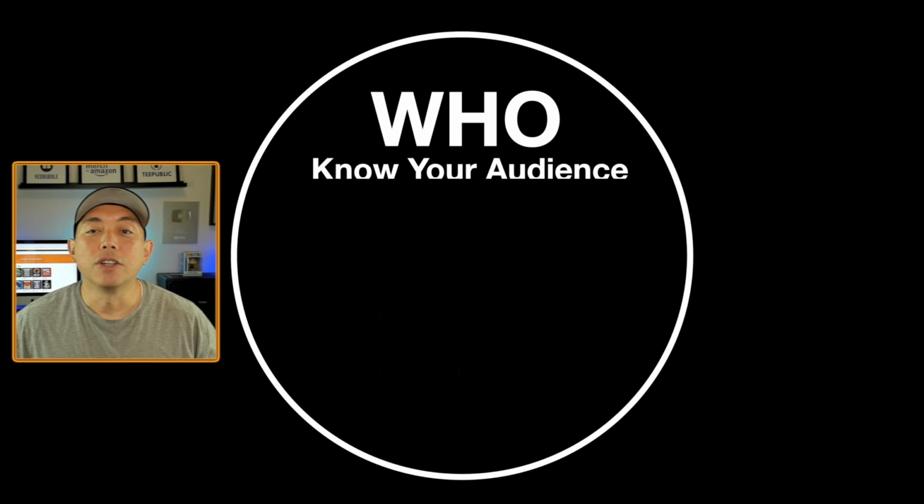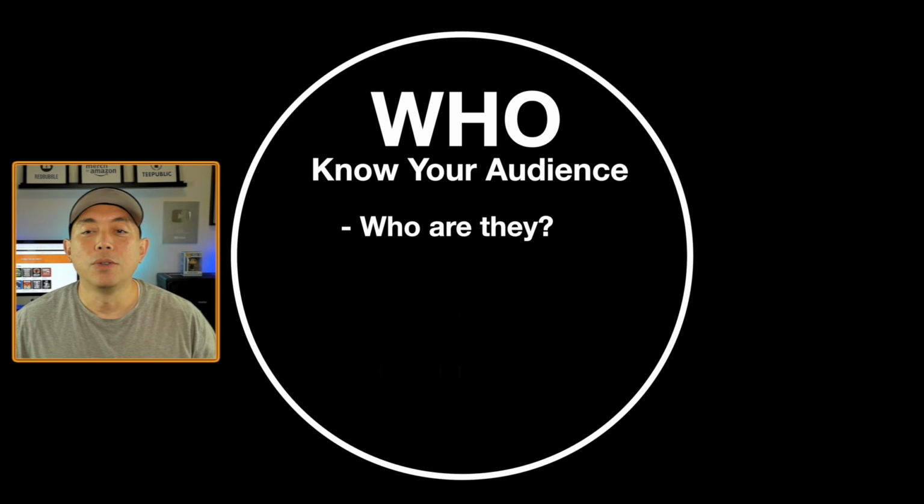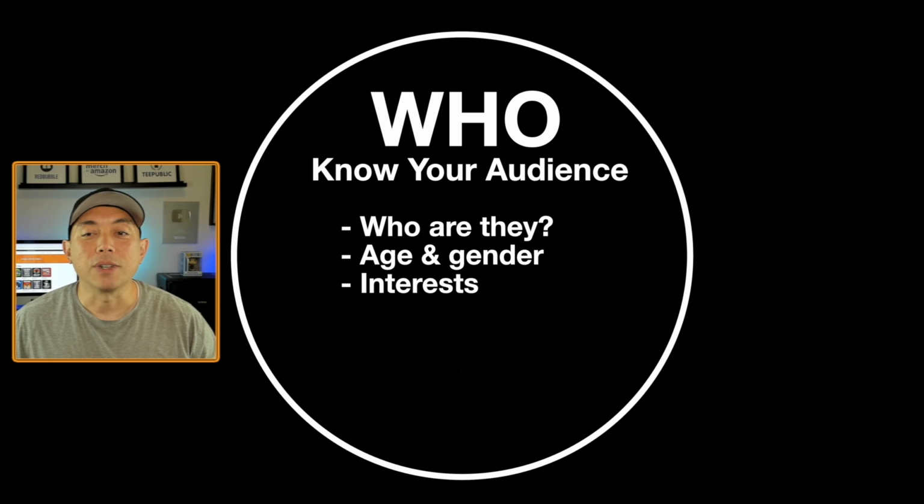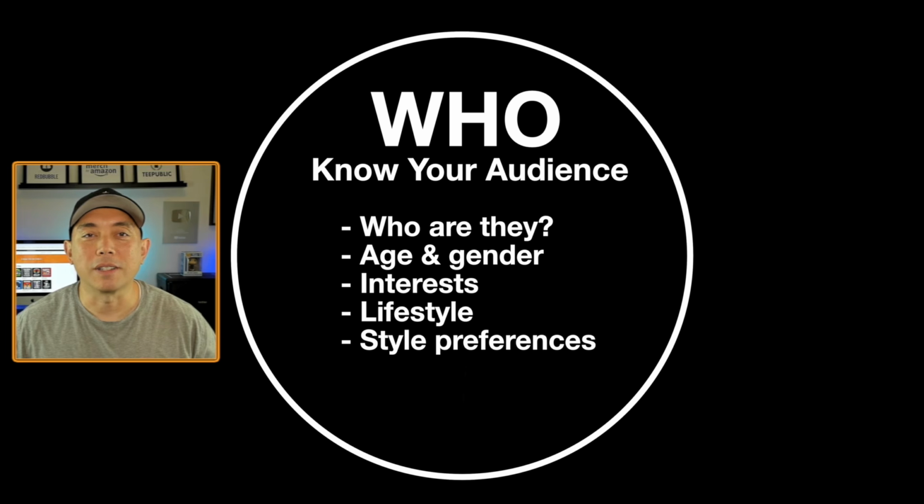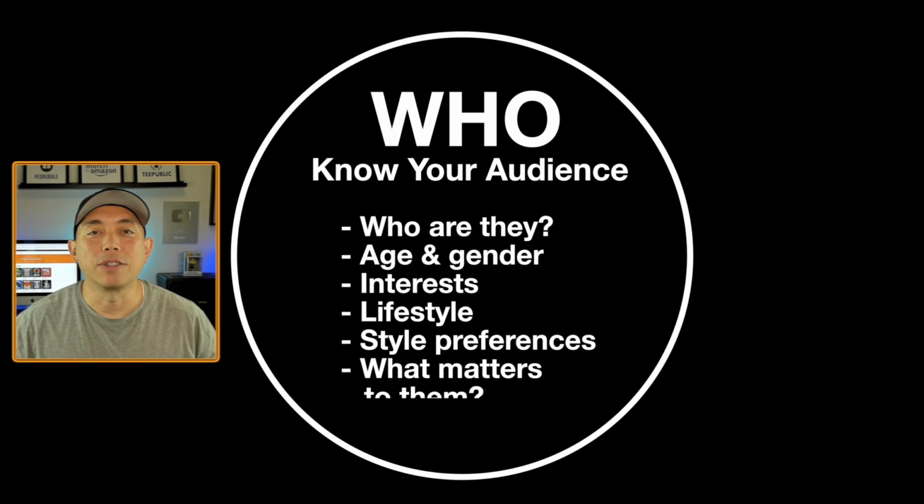So first, the who. So the who is knowing your audience. Who are they? What's their age or gender? What are their interests? What's their lifestyle like? What's their style preferences like? What kinds of things do they like to wear on their t-shirt? And what matters to them? So you have to get that audience first.